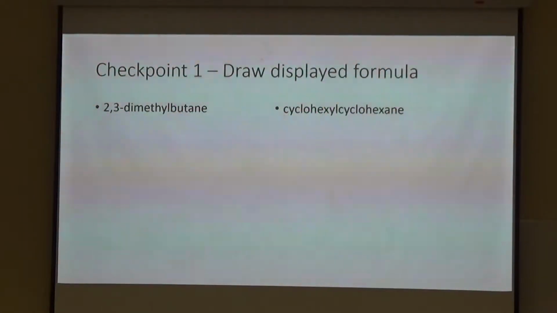Okay, so your checkpoint 1, very quickly, just 2 structures there for you to draw. I want the displayed formula, meaning I need you to show every bond in the structure itself. So look at this, this is 2,3-dimethylbutane. So identify the parent chain first before you put in the substituent. Okay, so you can try it now, 2 minutes.